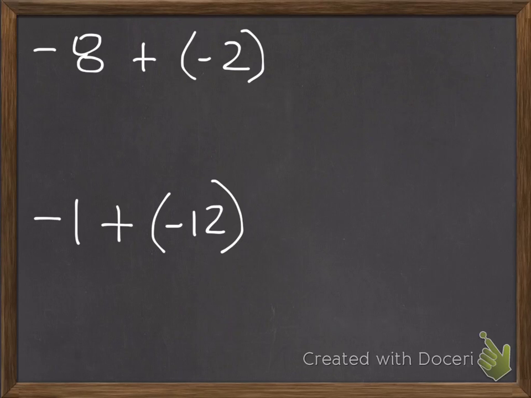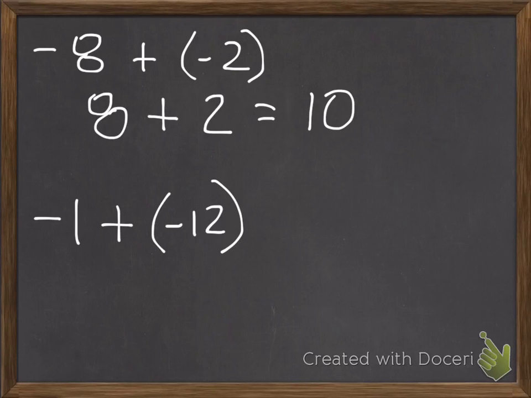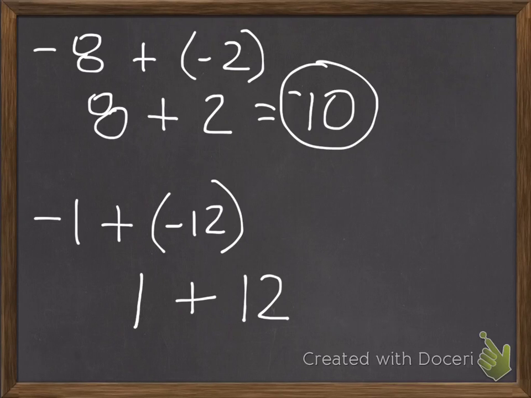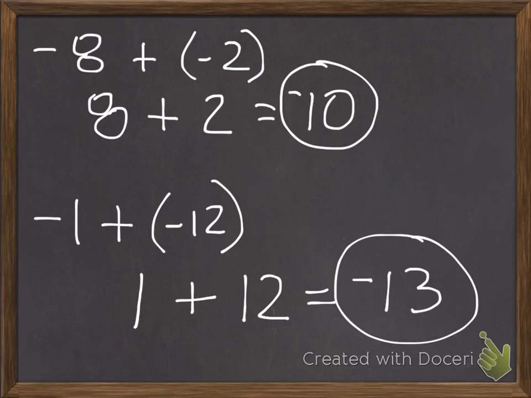Then you have negative 8 plus negative 2. This is another example like the ones we just did. The absolute value of negative 8 is 8, the absolute value of negative 2 is 2. Add that together, we get 10, and it is negative 10 because both are negative. And then the last one, the absolute value of negative 12 is 12. We add that, and again put a negative sign because both are negative.